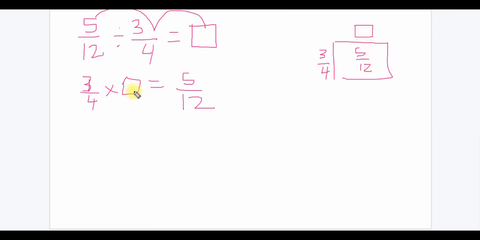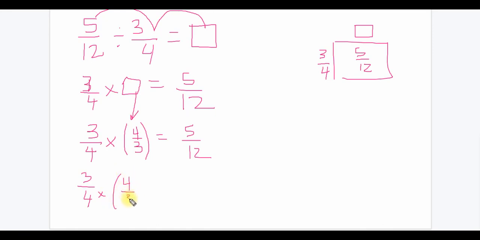Let's find this unknown factor. So what would that unknown factor be? Well, if I wanted to make this a 1, I know that I could do 3/4 times, and I'm going to multiply by its reciprocal, because that's going to give me 1. But then if this gives me 1, this side of the equation no longer equals 5/12. That just equals 1. So therefore, I'm going to rewrite this as 3/4 times the reciprocal times 5/12, so that both sides of the equation are now balanced.